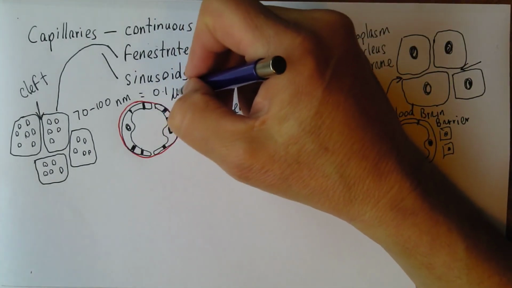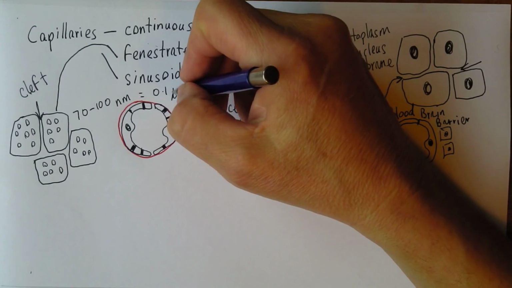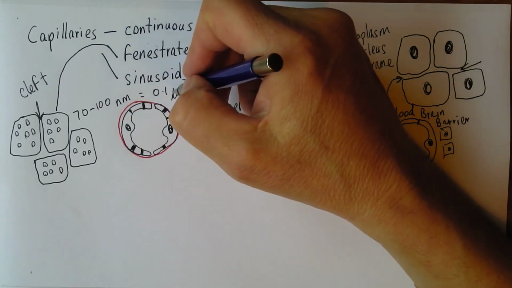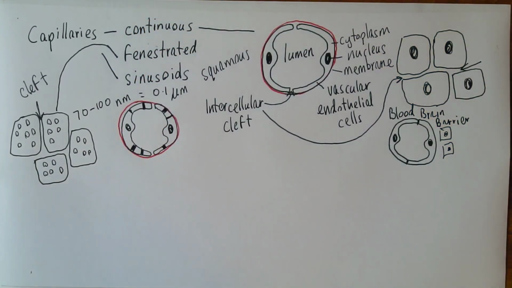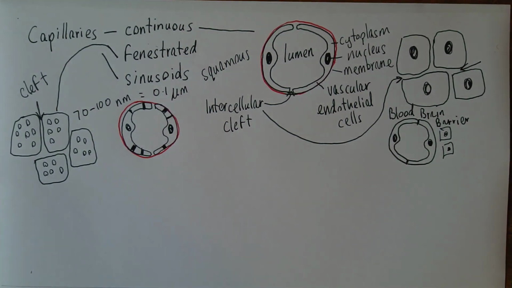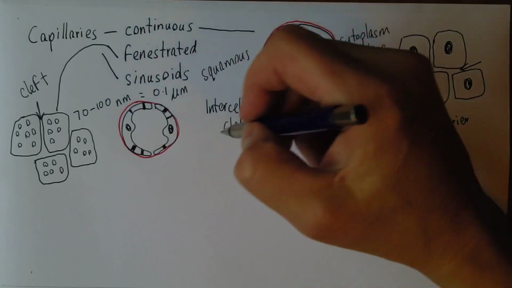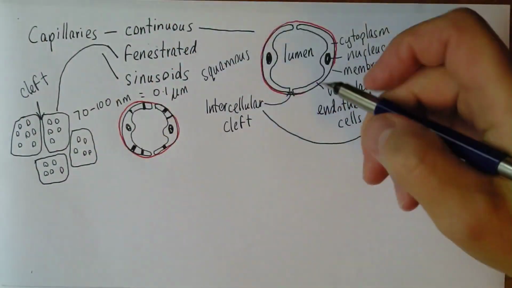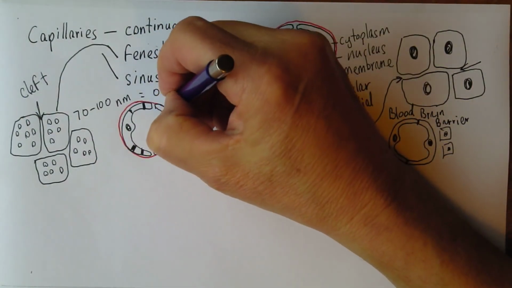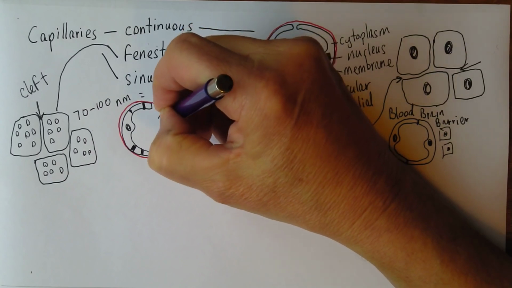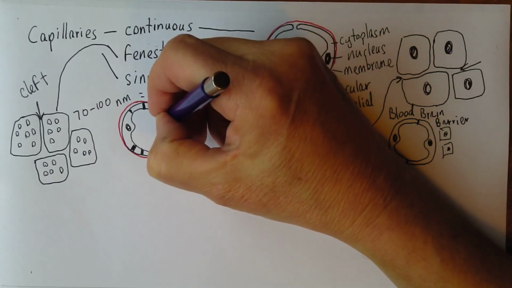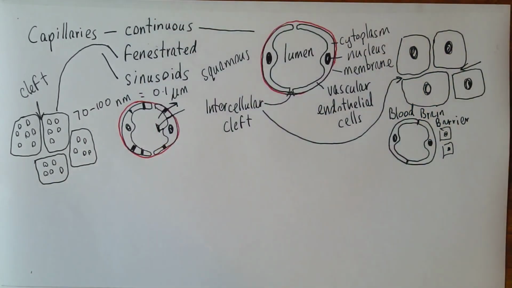A micrometer is 1,000th of a millimeter, and a nanometer is 1,000th of a micrometer. So you can see the kind of scale these are on. They're on a very, very small scale. But the increased permeability, and they're used in tissues where there's a lot of molecular exchange, where a lot of material is going back and forth into and out of the capillary.